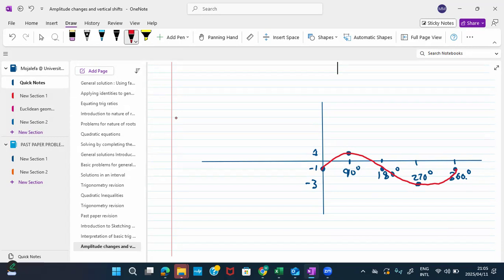You see? Is it easier to do it this way? Yes, sir. So that's a shortcut that we can use.